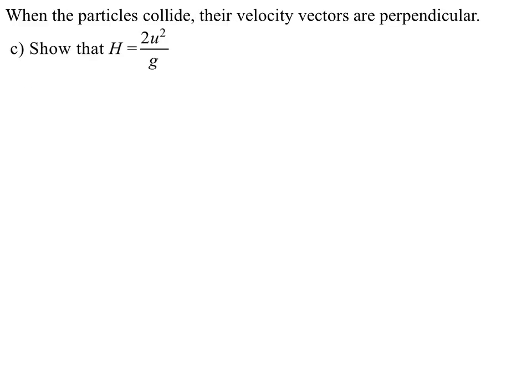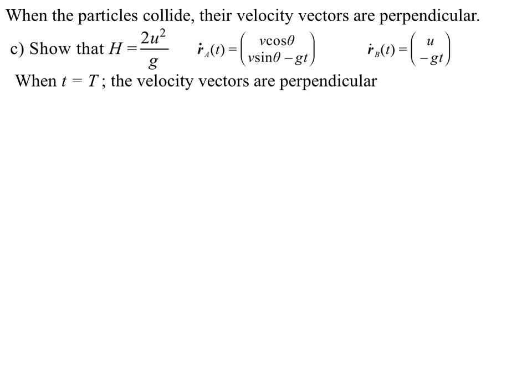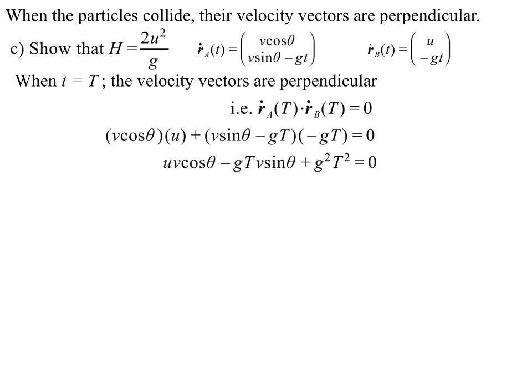When the particles collide, their velocity vectors are perpendicular. Now we're going to show this, that h is 2u squared on g. Well, let's find those two velocity vectors. There's the one for A, there's the one for B. They're perpendicular, so their dot product must be 0. Okay, there's the dot product. We're saying that is equal to 0. Whew, okay. Show that h equals this, is what we're attempting to do.